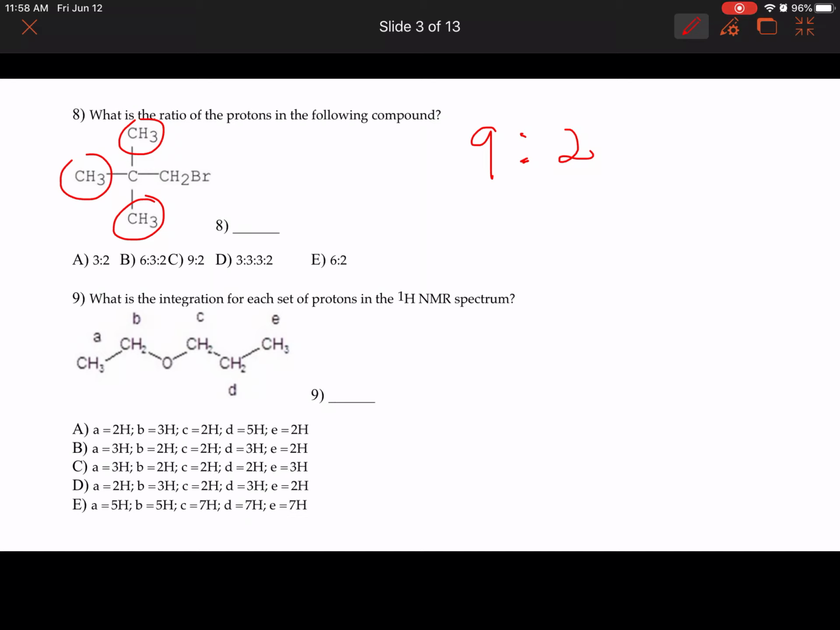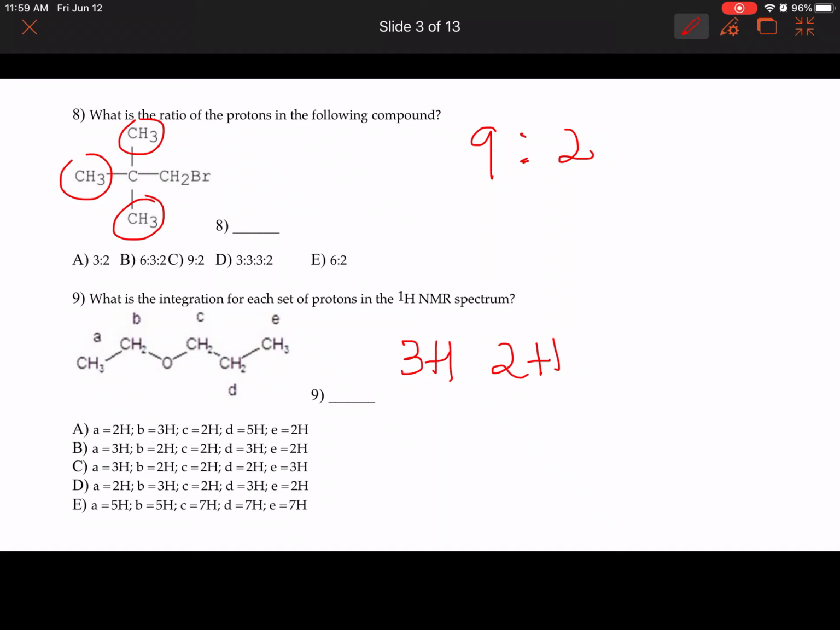And then for the number 9, what is the integration for each set of protons in the proton NMR spectrum? What is the integration? Now, how do we look at the integration? It is the number of protons. Okay, so for A, how many hydrogens are on A? There are 3 hydrogens. So on A there are 3 hydrogens. So that's the integration. And then the B has 2 hydrogens.